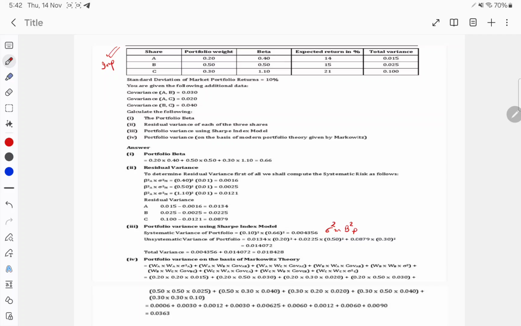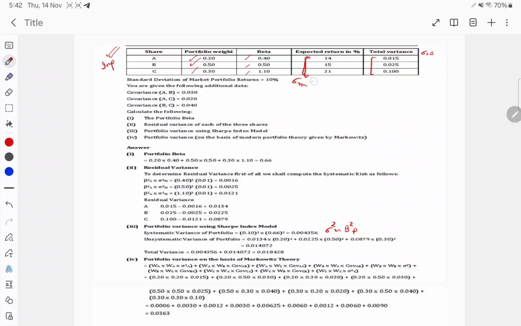So basically in the question, three shares are given: A, B, C. Their portfolio weights are given, and the beta of the three shares are given. Also, the expected return on these stocks are given. Also, the total variance of each stock is given in the question, which means the variance of A and B and C is given in the question. Now let's see further what is given in the question.